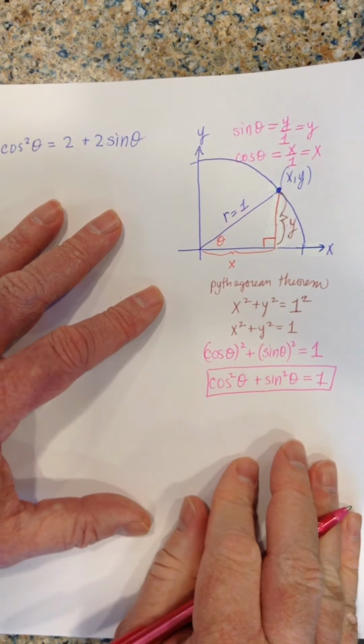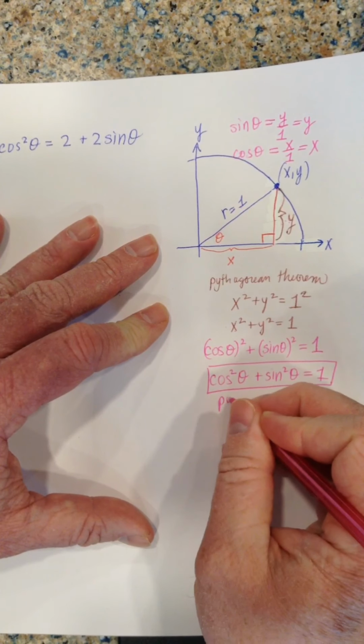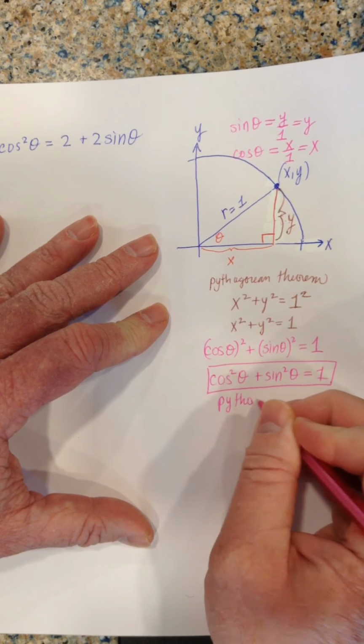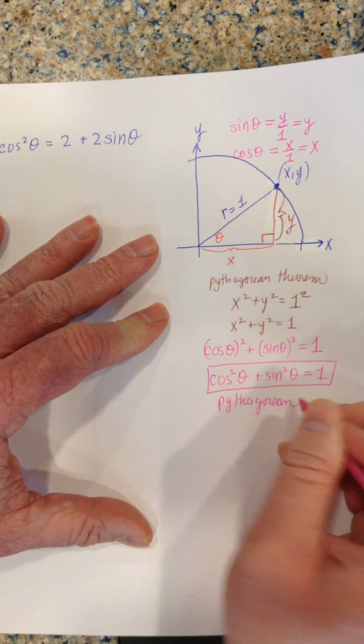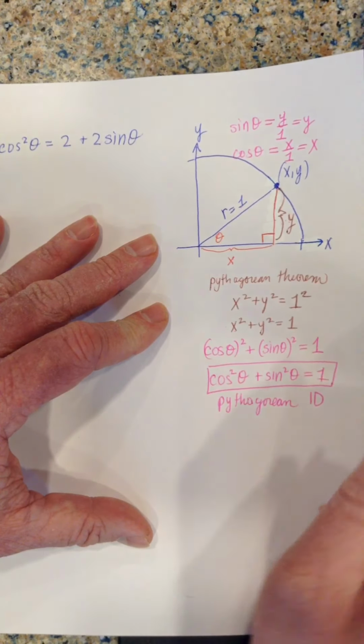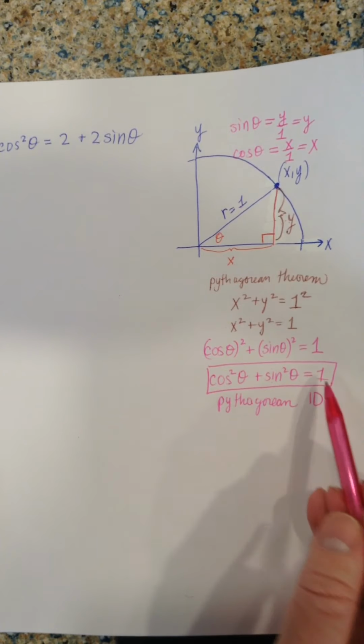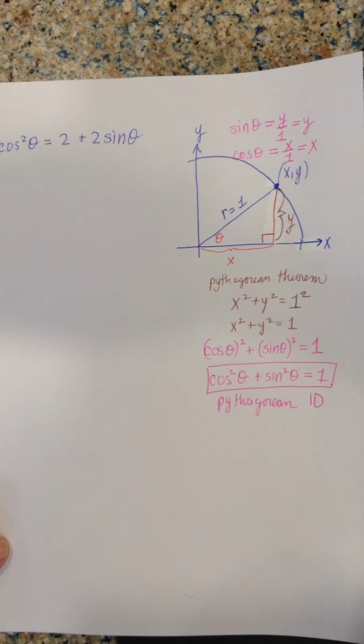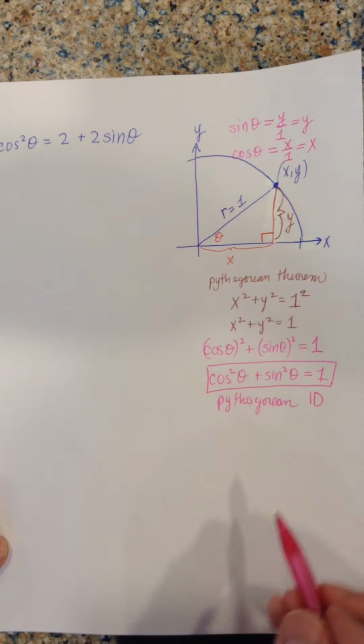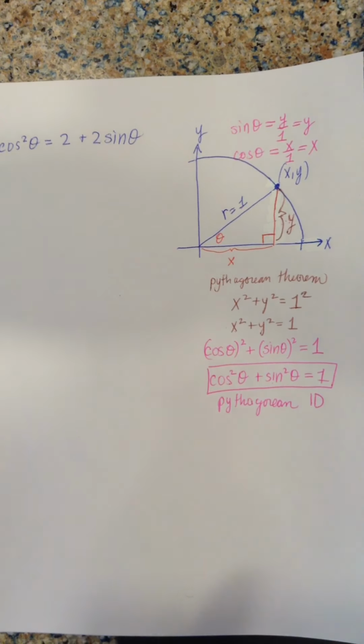Okay, and this is a fundamental identity. It's called the Pythagorean identity. An identity is an equation in math which is always true, where cosine squared plus sine squared is always equal to 1. Okay, so that's going to be very useful in this problem up here.